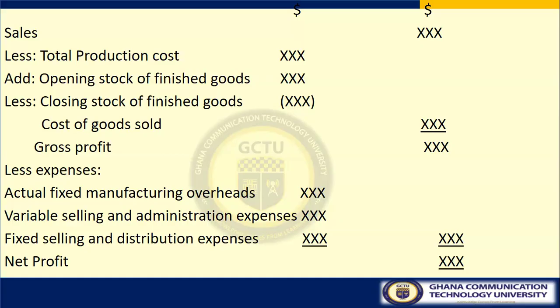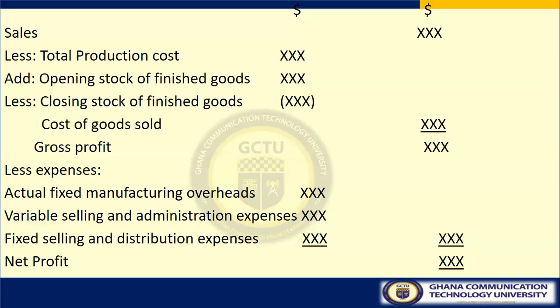Oh, sorry, before you proceed. The total production cost here has to be less. Is it going to be negative? Because you've seen in the format it's a less total production cost. So is it supposed to be in bracket negative, or should we just add the opening stock to it? Yes, it's supposed to be in bracket negative.